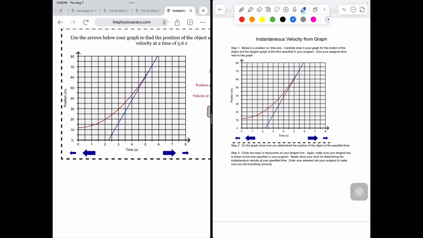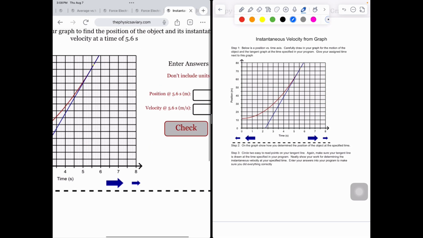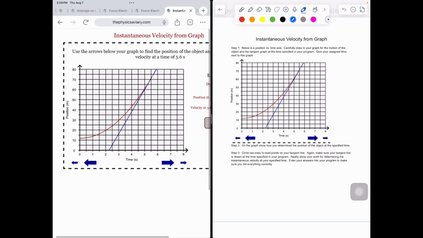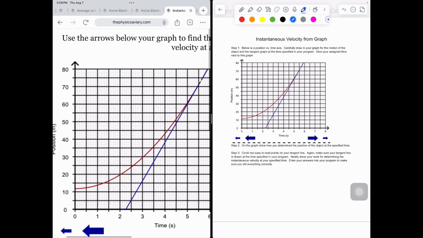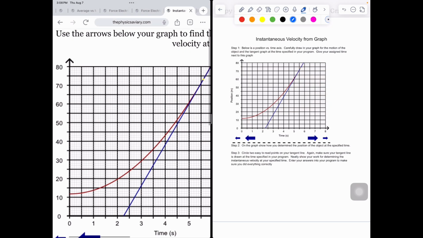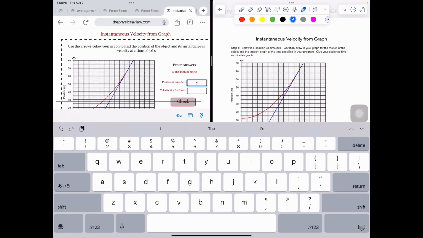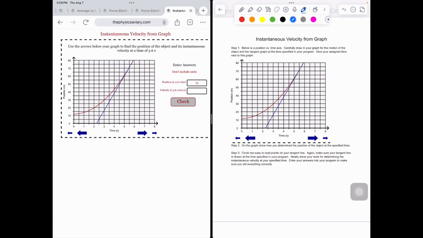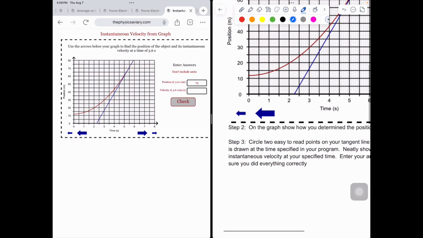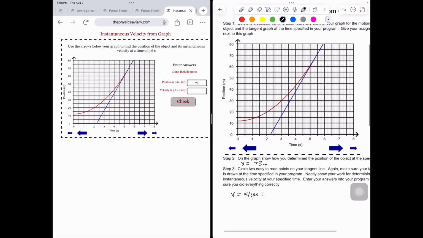Okay, now at this point, we're going to find the position at 5.6, and we're going to find the velocity. The position's easy. We just read that right off the graph. So at 5.6 seconds, going all the way over to the left, that's about 73 meters. That one's pretty easy to read. Now, to find the velocity, the position x is 73 meters. The velocity is going to be the slope. So I've got to figure out the instantaneous velocity by figuring out the slope.